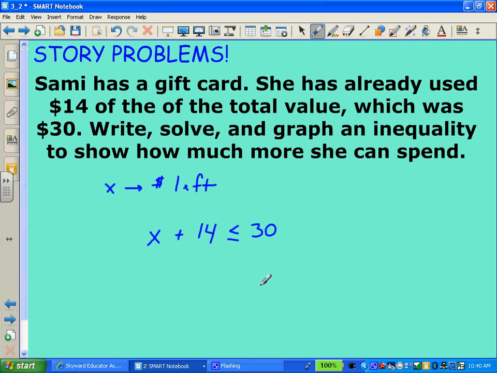Now, just like in chapter 2, many of you were just tempted here to do 30 minus 14 and have the answer. That's great, but it says write an inequality. So we have to write an inequality and then solve. So then I'm going to minus 14, minus 14. X is less than or equal to 16. So that means she can spend $16 or less.